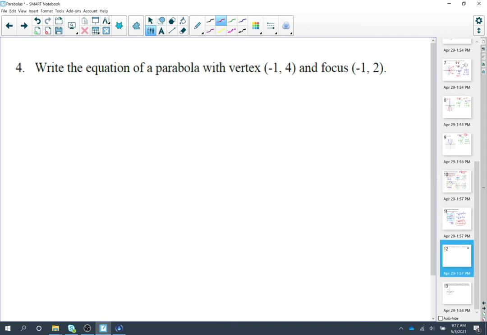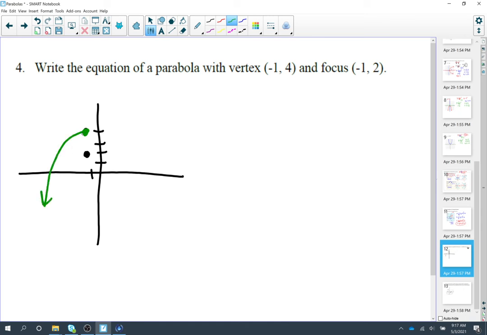Number 4, write the equation of a parabola with a vertex at (-1, 4) and a focus at (-1, 2). Just like before, draw a picture. So (-1, 4), that's my vertex. (-1, 2), that's my focus. Now, if this is my vertex and that is my focus, that's going to tell me very roughly that my parabola looks like this. If your parabola is pointing up or down, keep in mind that's the y equals.